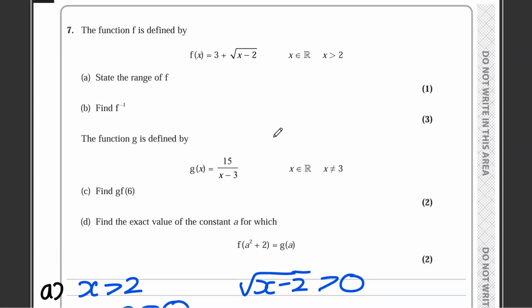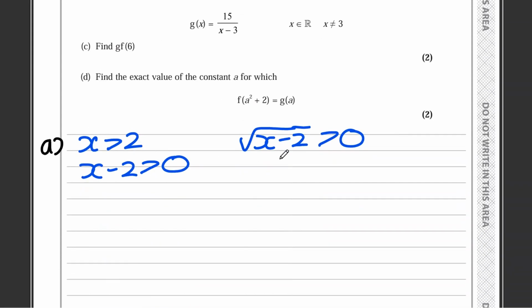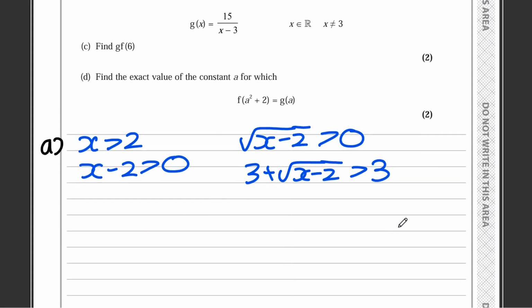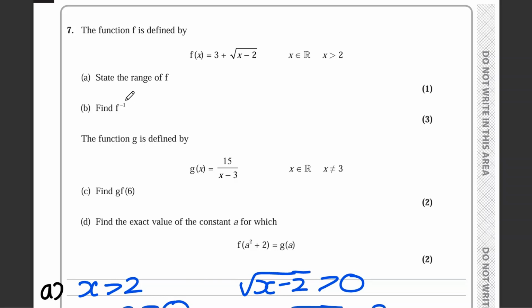And then it's 3 plus this square root of x minus 2, so just add 3 to both sides, so this here is bigger than 3. So this is the 3 plus the square root of x minus 2 is bigger than 3. So therefore the range of f of x is bigger than 3. Okay, and then for part B, we need to find the inverse of f.